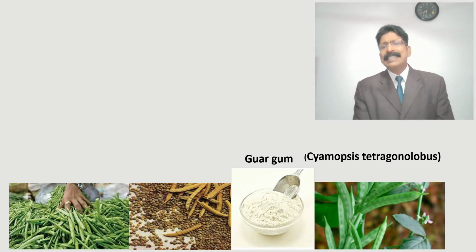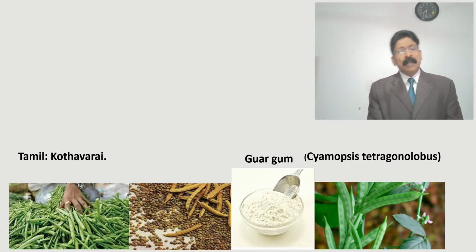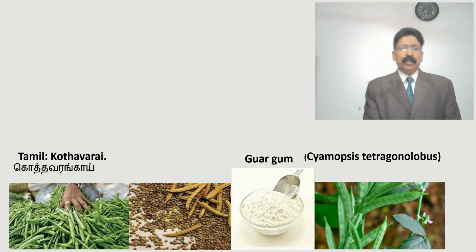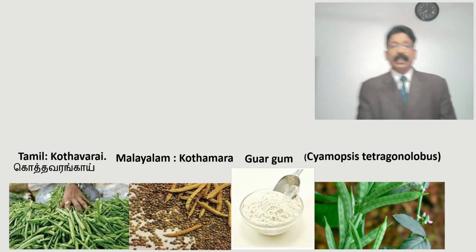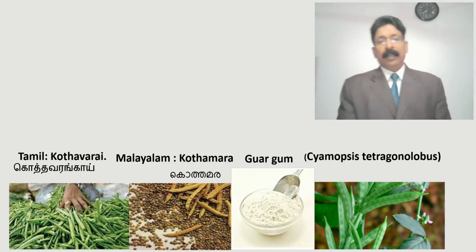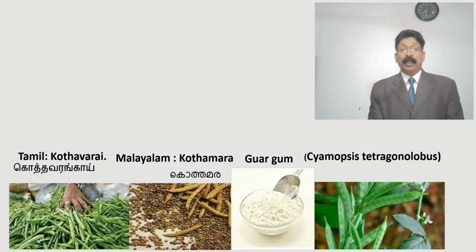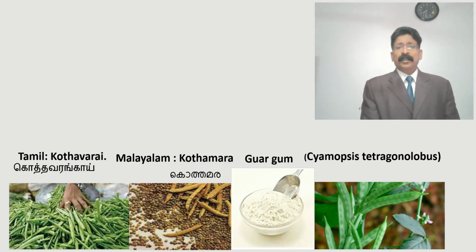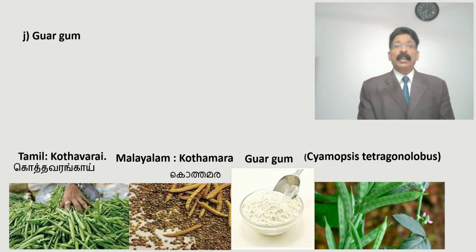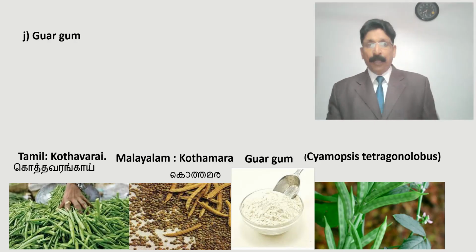So the species is tetragonolobus, and in Tamil it is Kodavarai. In Malayalam you can say Kodamara, and locally they used to say Chinvarikai. It is dried, and the seeds you can see very clearly. We used it in our vegetable preparation, especially in avial or thuran, and guar gum.